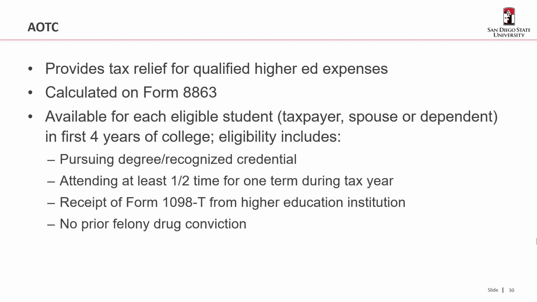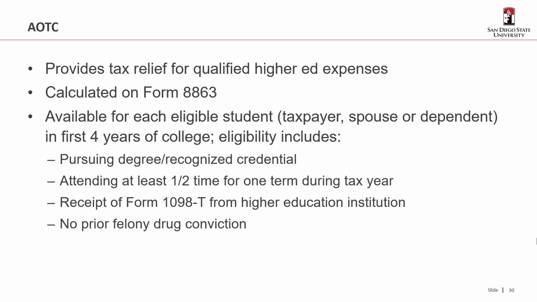It's available for each eligible student. And an eligible student could be the taxpayer, it could be the taxpayer's spouse if married filing jointly, or it could be a taxpayer's dependent. It only qualifies in the first 4 years of college. And eligibility includes the following requirements.